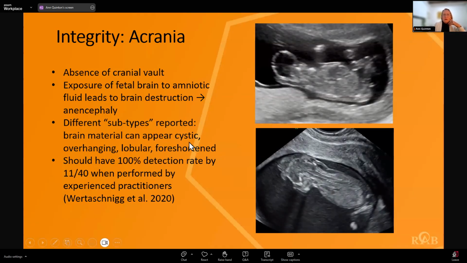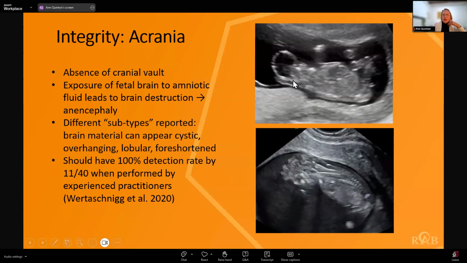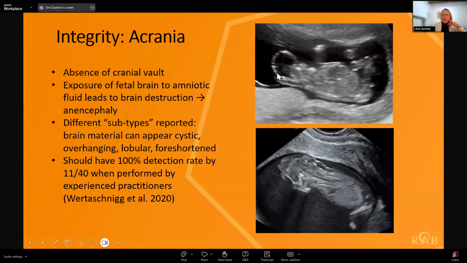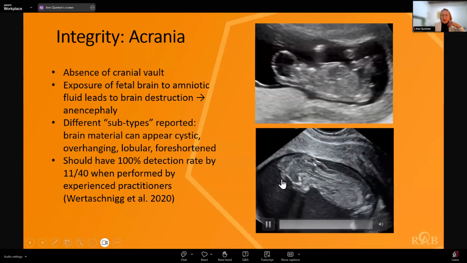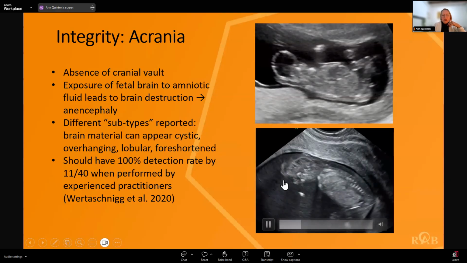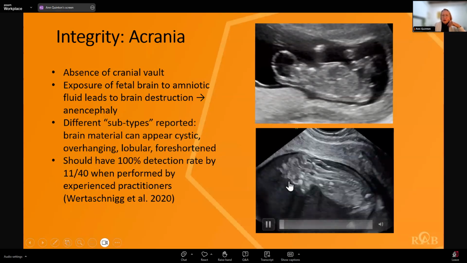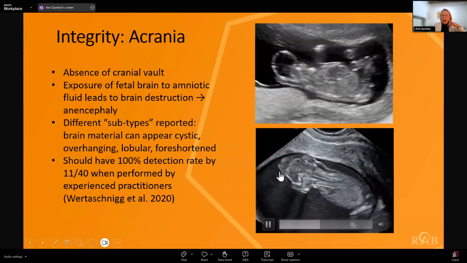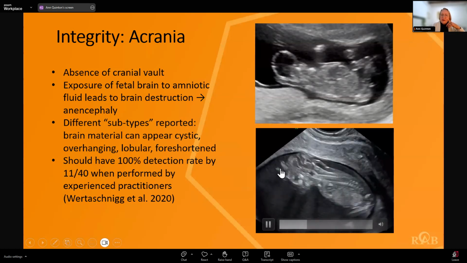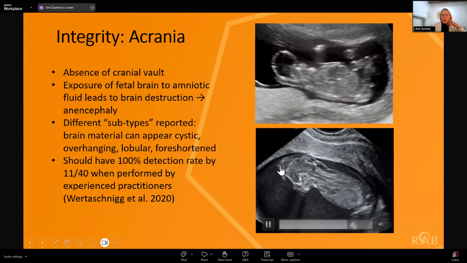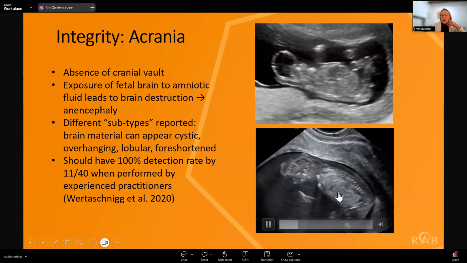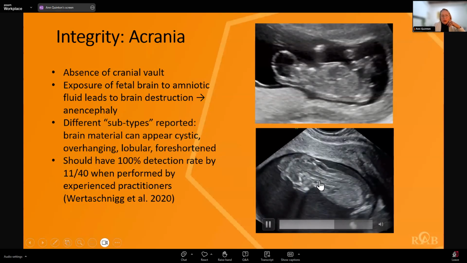So you might see a cystic structure in the fetal brain, which you can see in the top picture here. You might have a fetal brain that is overhanging the face, so we can see a little bit of overhang in this bottom video. And then you can have lobular and foreshortened brain. So here we can see the fetal brain's not enclosed in the cranium, and so it's lobular and it's floating around within the amniotic fluid.